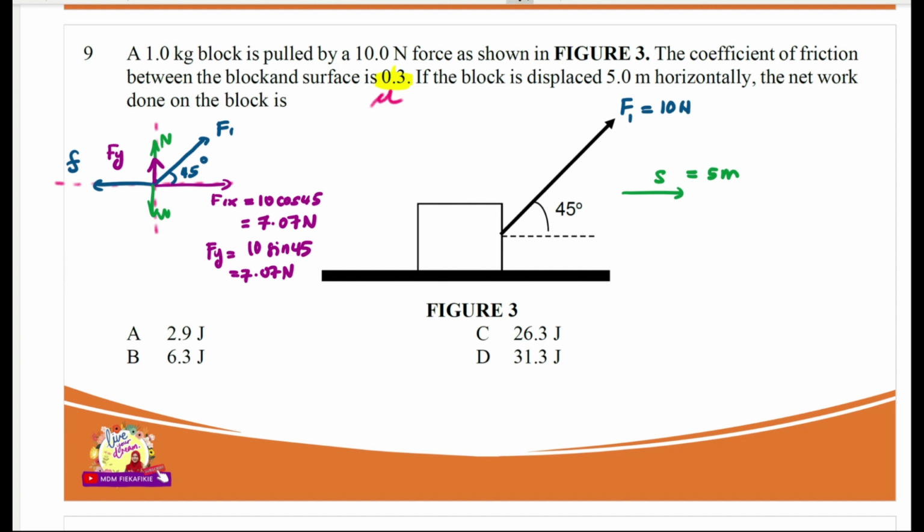So, when we want to calculate the total work, or the net work done on the block, WT is equal to, the formula is W equal to Fs cos theta. So, Ft, the total force that is in the same direction as S, cos 0. So this will be 1. Since the total force is in the same direction as S, that is why it can move to the right. So, let's calculate the total force first.